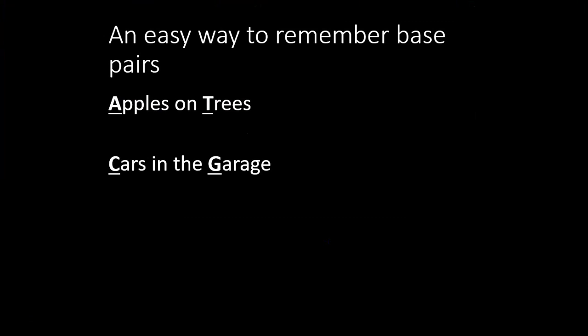So we had talked about this already during your lab, but the nitrogen bases pair up in a very specific way. So the A is always paired with the T, and the C is always paired with the G, or vice versa. T pairs with A, G pairs with C. So the way I always like to remember this is I use the mnemonic device, apples in the trees. So A and T together, and cars in the garage. C and G go together.